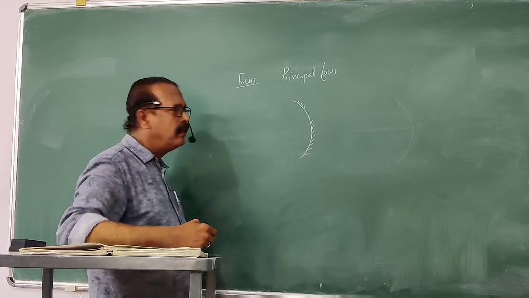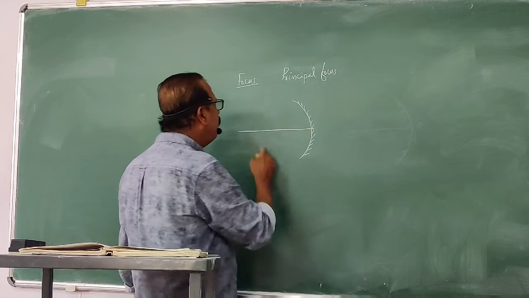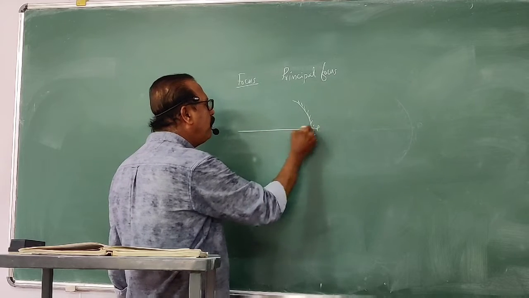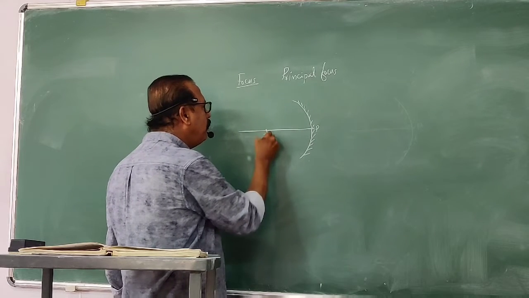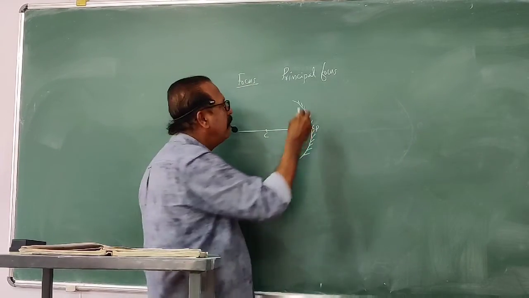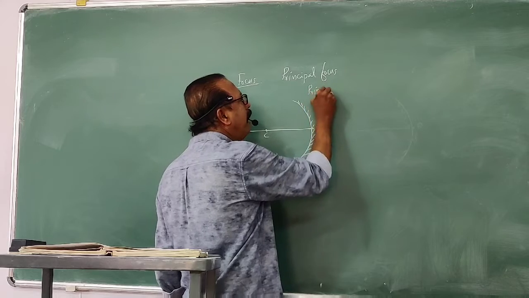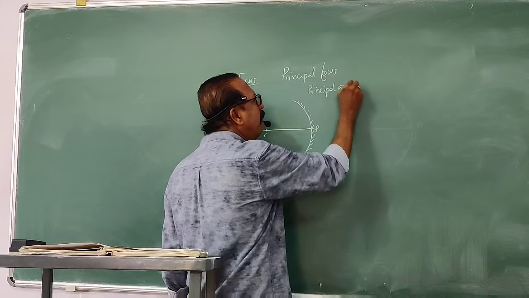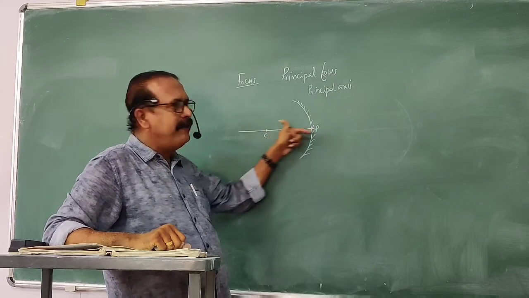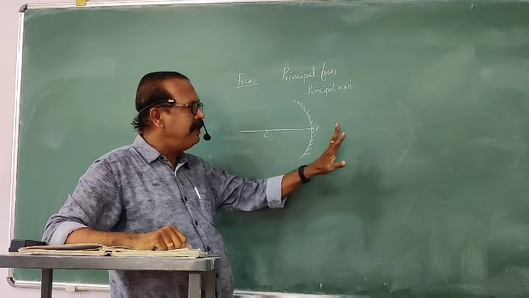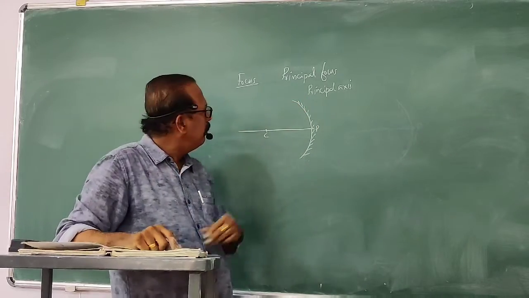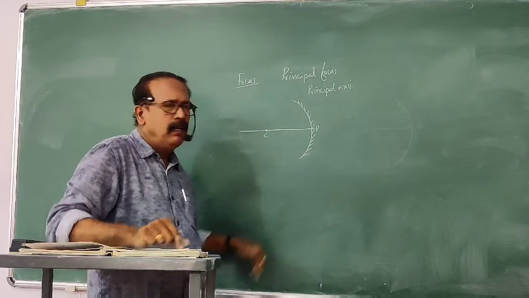This is a concave mirror. Suppose a line is drawn from the pole to the center of curvature. This line is called the principal axis. What is the principal axis? The line drawn from the center of curvature to the pole is called the principal axis. By convention, we always draw light rays coming from left to right. I will explain it later. So this is a concave mirror.